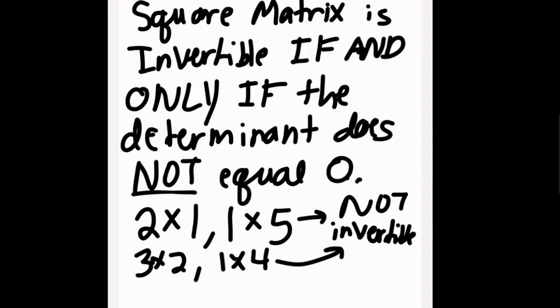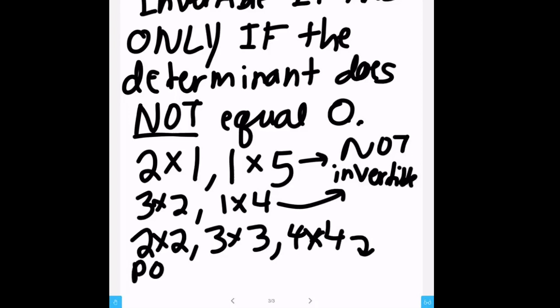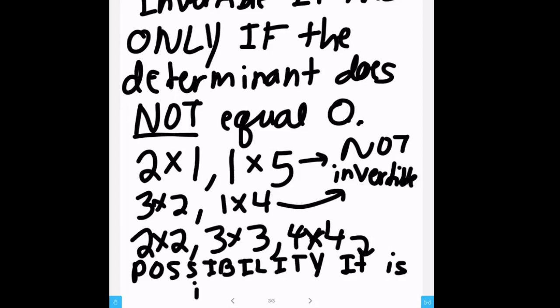However, if the matrix is a square matrix, where the number of rows equals the number of columns, so you have like 2 by 2, for example, 3 by 3, 4 by 4 matrix, for example, 4 by 4 meaning where there's 4 rows and 4 columns, then there's a possibility, the huge word is possibility, it is invertible. So remember that it's not guaranteed just because it's a square matrix.